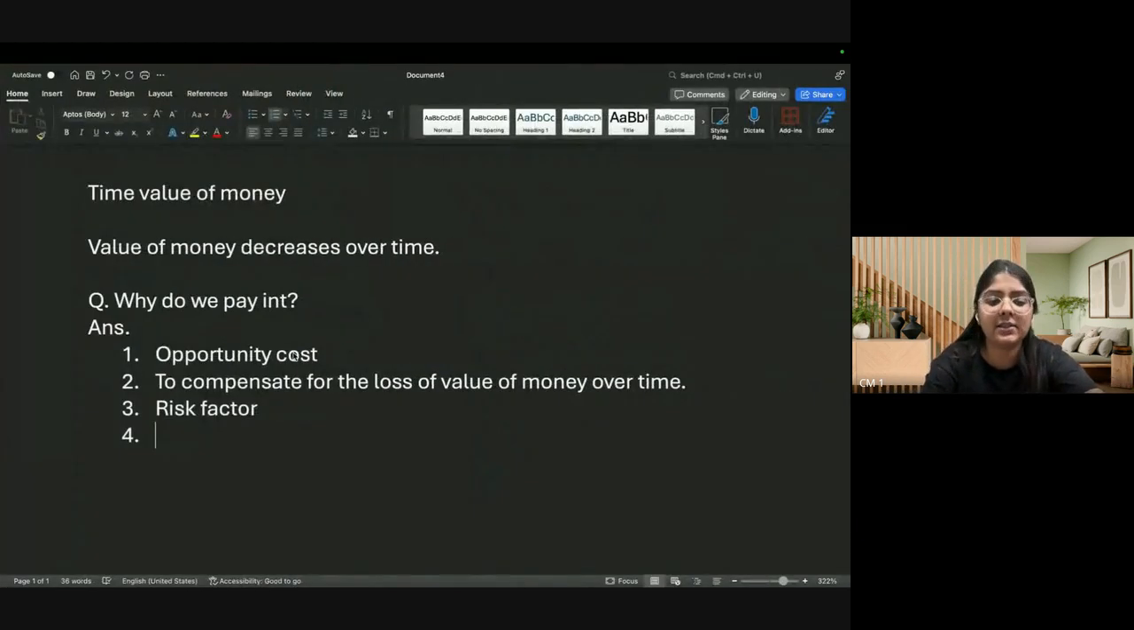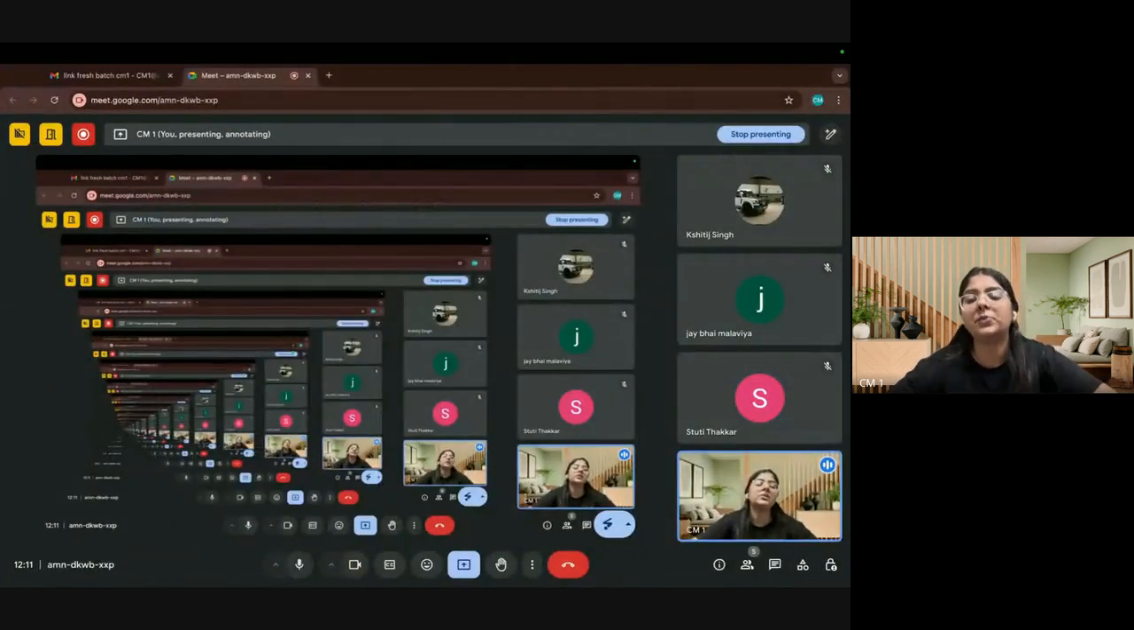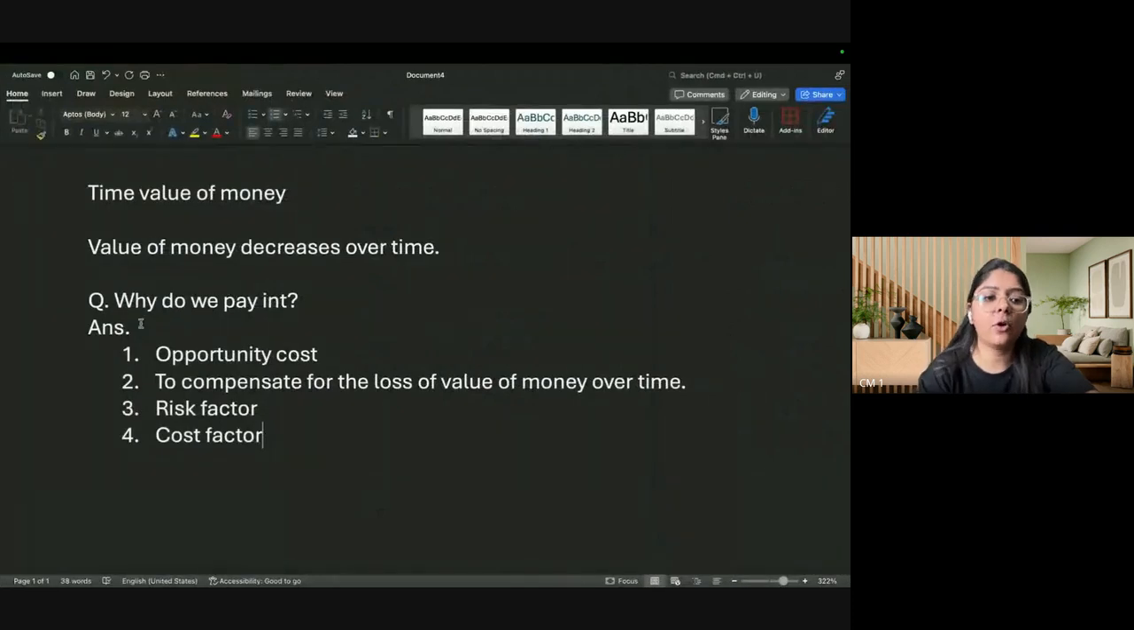Then the last is the cost factor from an economic point of view. When anybody is providing you with any kind of loan or any kind of service, there is a cost involved in it. So if a bank is trying to give you a loan and you are borrowing from them, they are incurring some cost in lending you that money. Understood? So there is a cost factor involved. So all of these 4 points are clear.